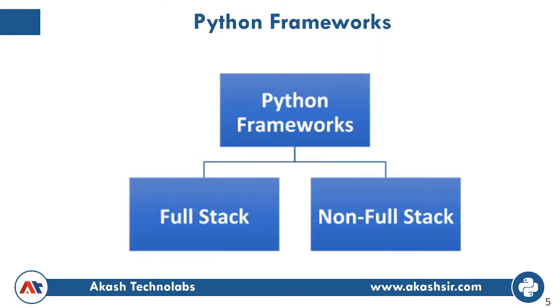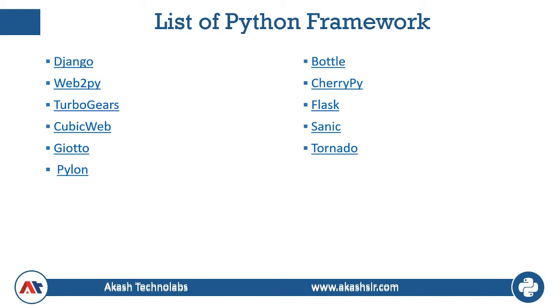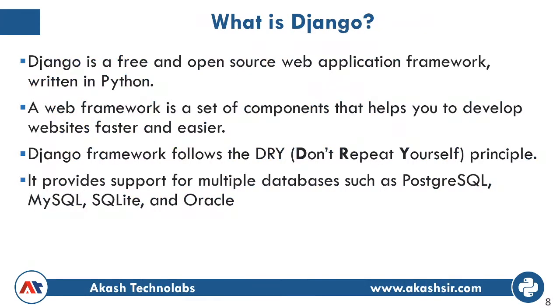So there are two types of frameworks available in Python. One is full stack and the second one is non-full stack. So, right, why Django? Because Django has a wide community, right? People are sharing the source code for Django and also sharing help on the Django platform. So let's start with Django.